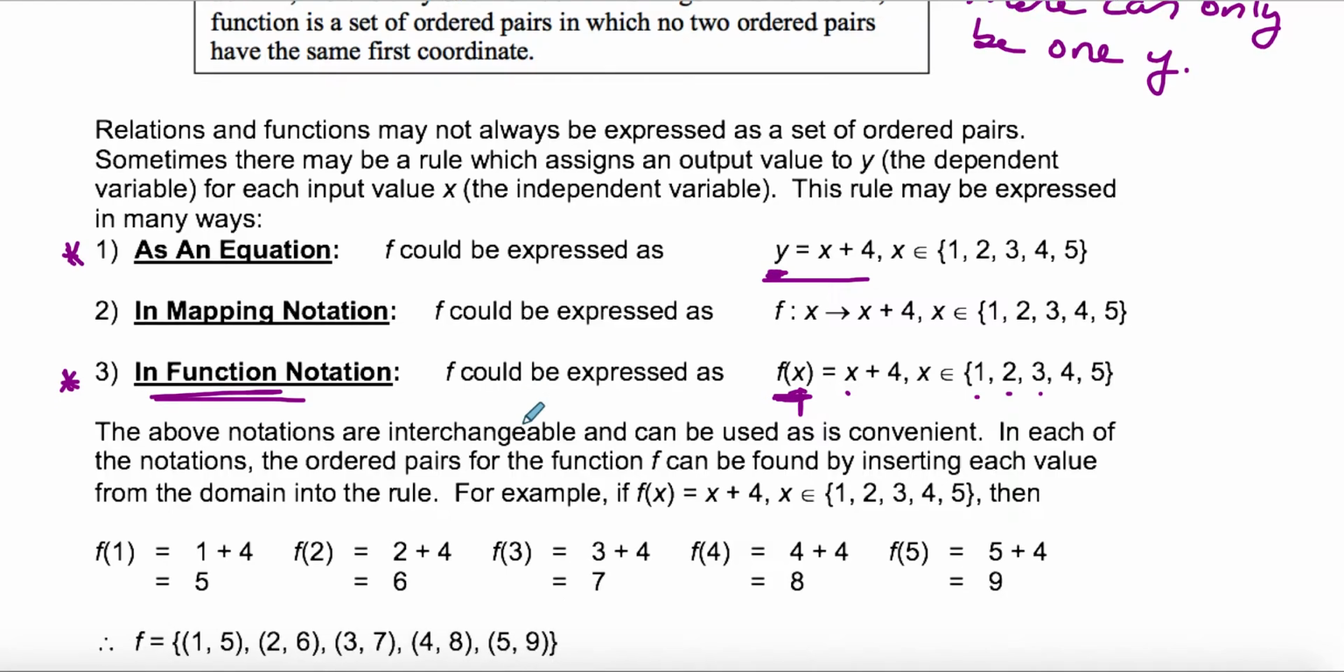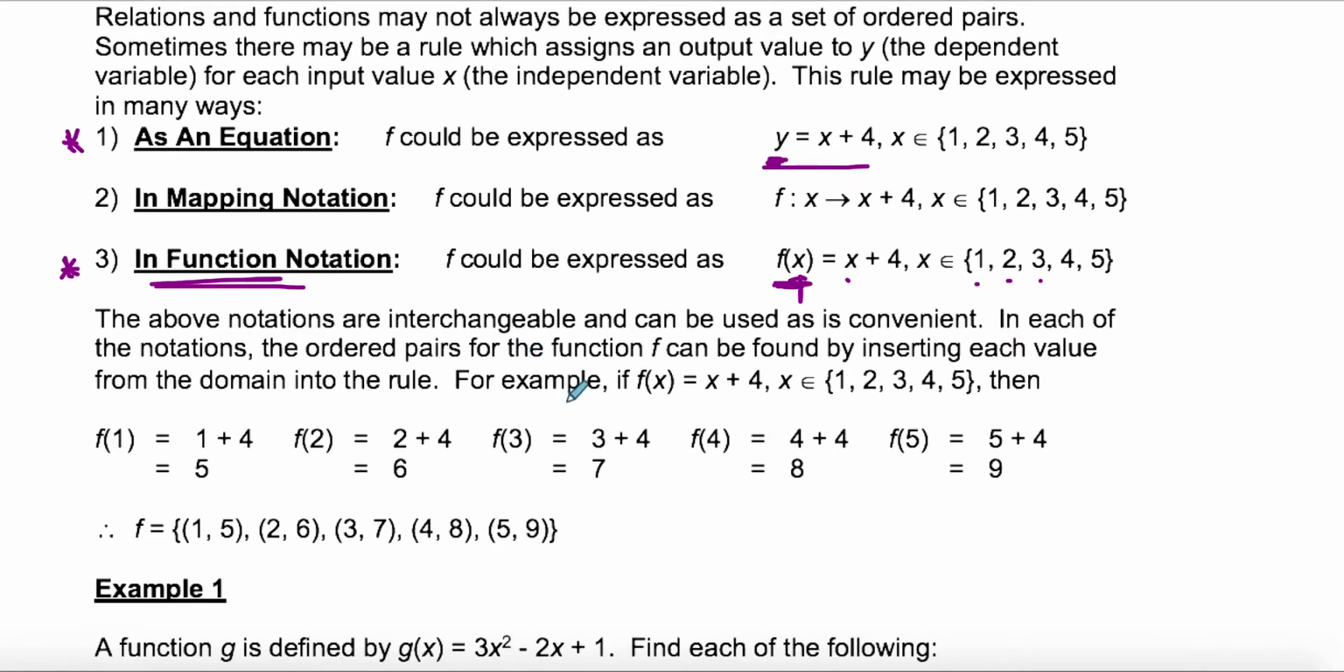So for example, let's just look below. The above notations are interchangeable and can be used as is convenient. In each of the notations, the ordered pairs for the function f can be found by inserting each value from the domain into the rule. For example, if f of x equals x plus 4, and x is an element of {1, 2, 3, 4, 5}, then for example, we would say f of 1. So if x is 1, then we would put a 1 in for x. 1 plus 4 is 5. Another way to think about that is if x is 1, y is 5.